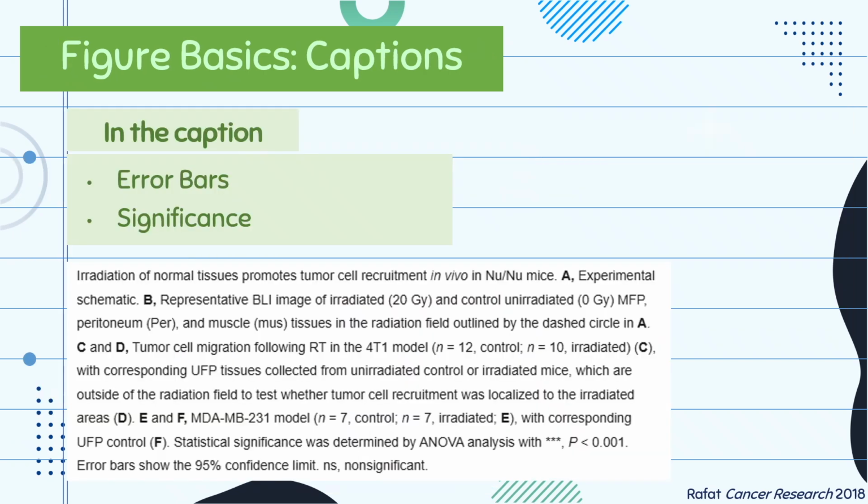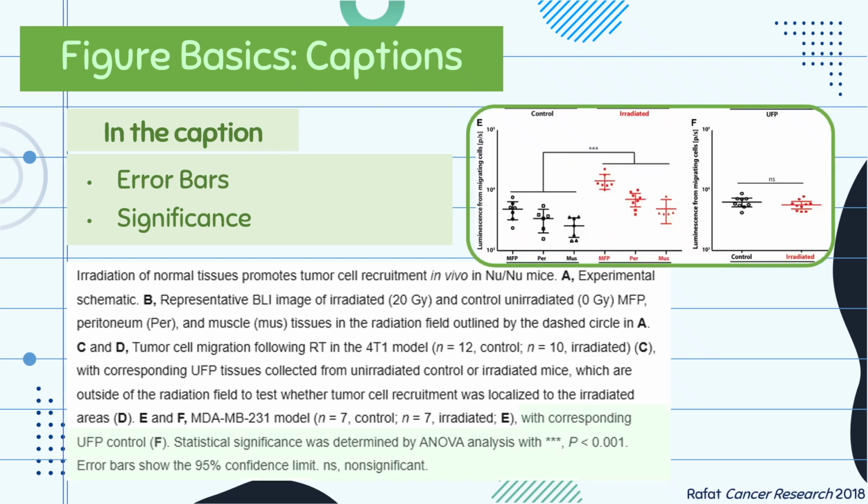Now let's talk about captions. In the captions, of course, you're going to define what the figure you're looking at is. It's going to have probably a little figure title, but we should also talk about things included like error bars and significance. So if you look at this figure here, this is panel E from figure 2. We're looking at control and irradiated tissue samples and the luminescence from the migrating cells. In this figure, we obviously have error bars, we have p-values. So as I stated, those should be mentioned in the figure caption.